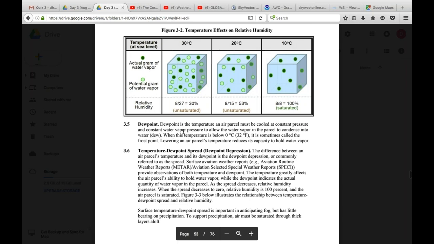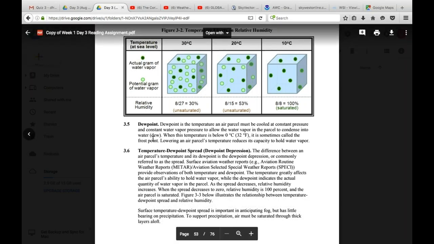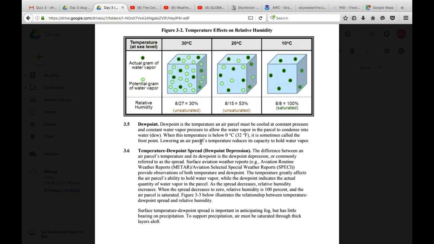Dew point is the temperature an air parcel must be cooled to, at constant pressure and constant water vapor pressure, to allow the water vapor in the parcel to condense into water. That's a big one. When the temperature is below 0 degrees Celsius, it is sometimes called the frost point.